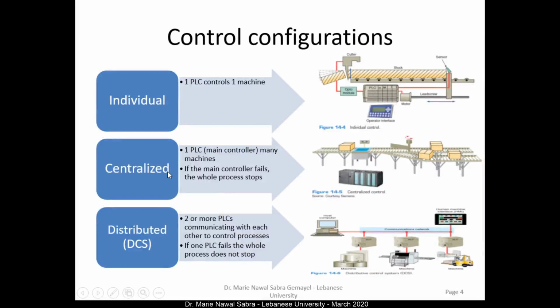In a centralized control, I have one main controller, usually a large PLC with several units, that is controlling the whole process, so it's controlling several machines and several steps that have to be synchronized together. The advantage is that since the control is made from one same controller, the synchronization is more evident than if it is made with different PLCs. But on the other hand, if the main controller fails, the whole process stops altogether.